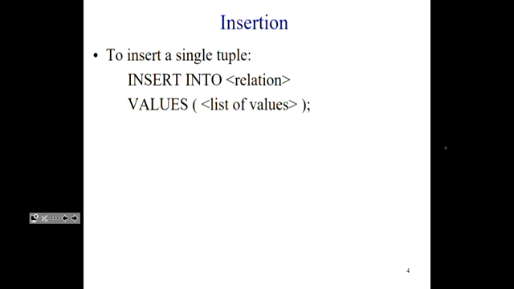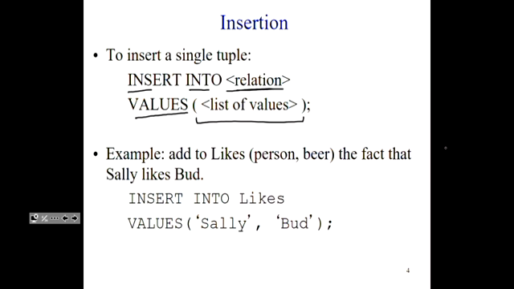So the insertion statement is pretty straightforward. You say insert into, then give the relation name, and then you say values, which is a special keyword, and then you have a tuple which corresponds to a list of values. Okay. So here's an example.